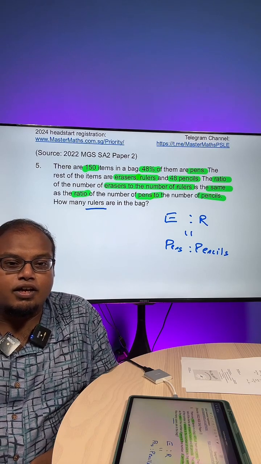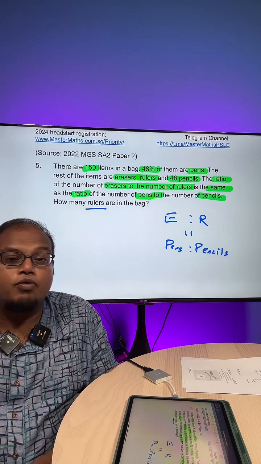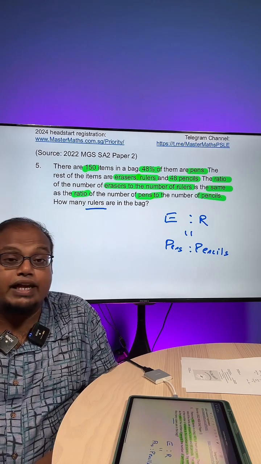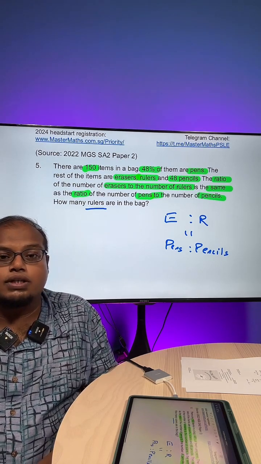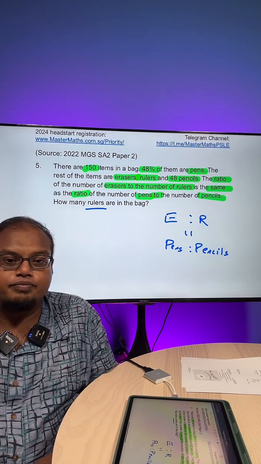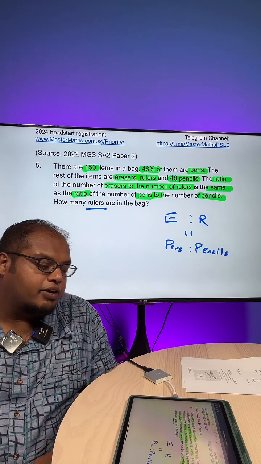No, they're asking for the number of rulers. 48 is given as the number of pencils, not rulers. Come on, try.